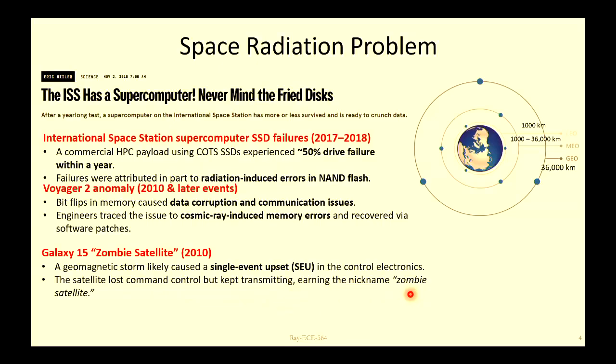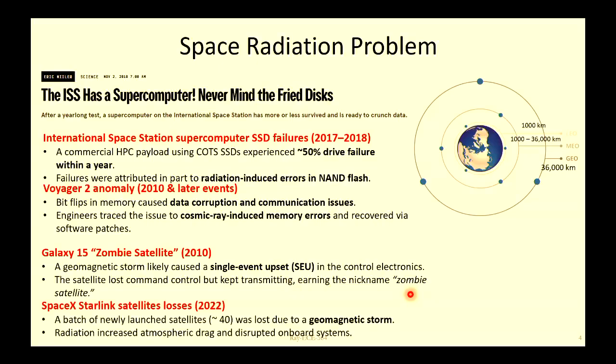That's how this zombie satellite name came in. And then SpaceX recently, there are issues with SpaceX as well, that just after launch, more around 40 satellites got lost due to this geomagnetic storm, again radiation related issues. So yeah, those are real problems.